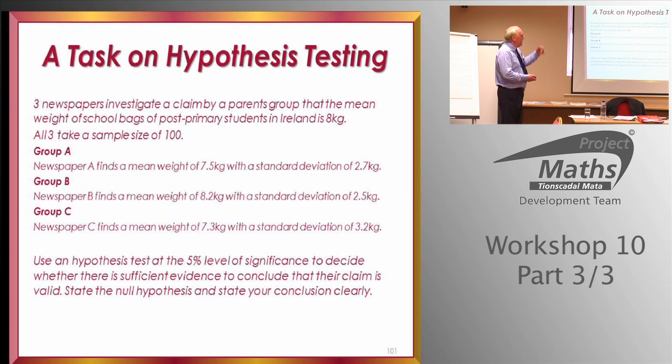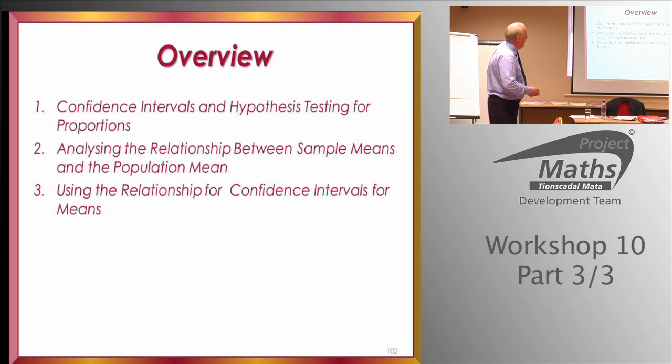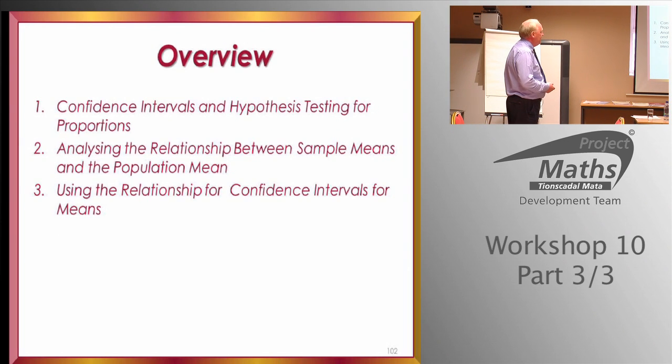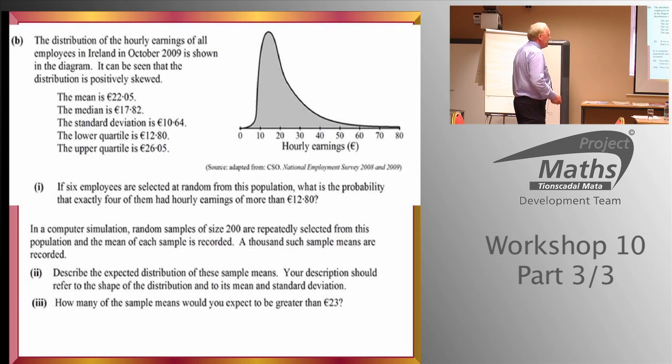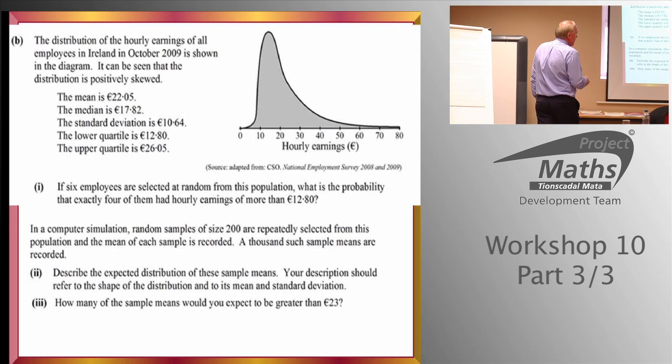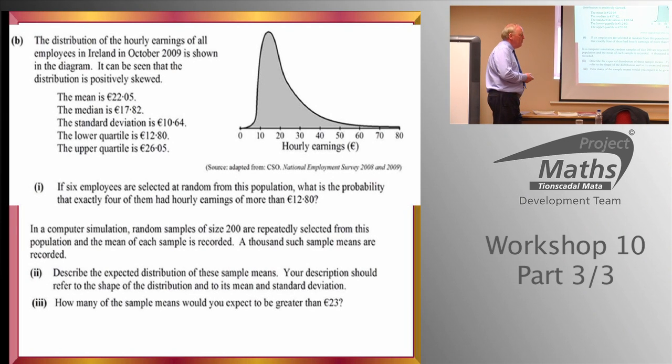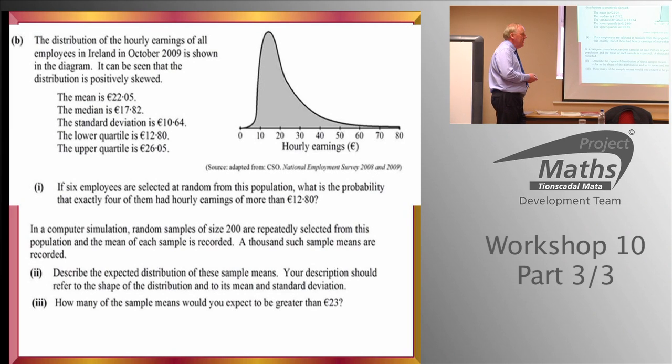And that was then hypothesis testing. They were kind of questions, but they'll be up on the website for you, okay? And so confidence interval for proportions, analysing the relation and using the relationship. Here we got a question with a skewed one, and they said, in a computer simulation, random samples of size 200 are repeatedly selected from this population, and the mean of each sample is recorded. 1,000 such sample means are recorded. Describe the expected distribution of these sample means. Your description should refer to the shape of the distribution and to its mean and standard deviation.